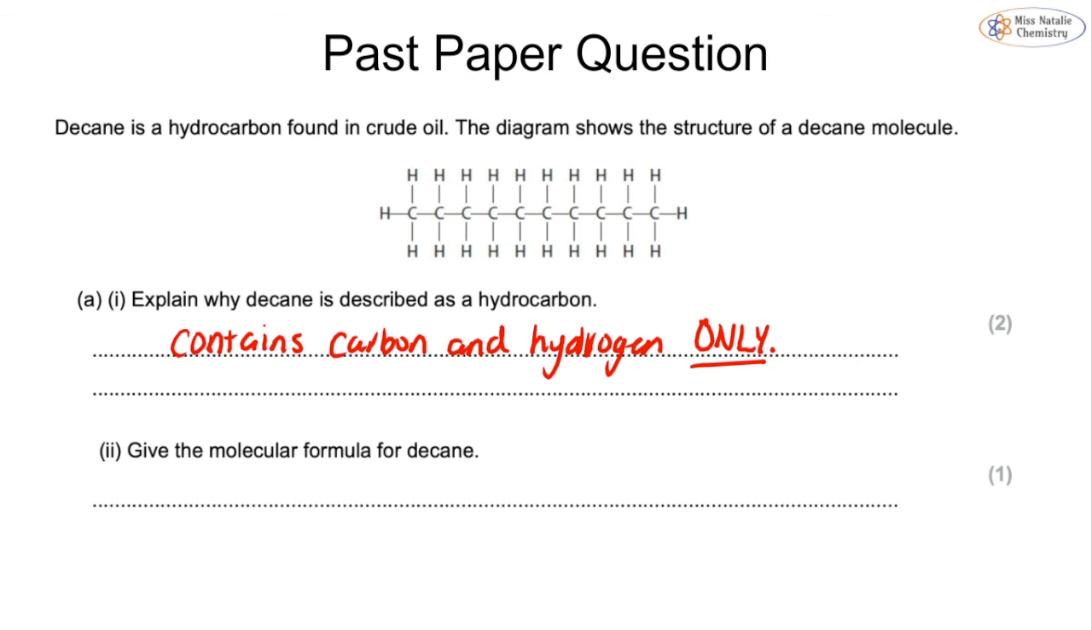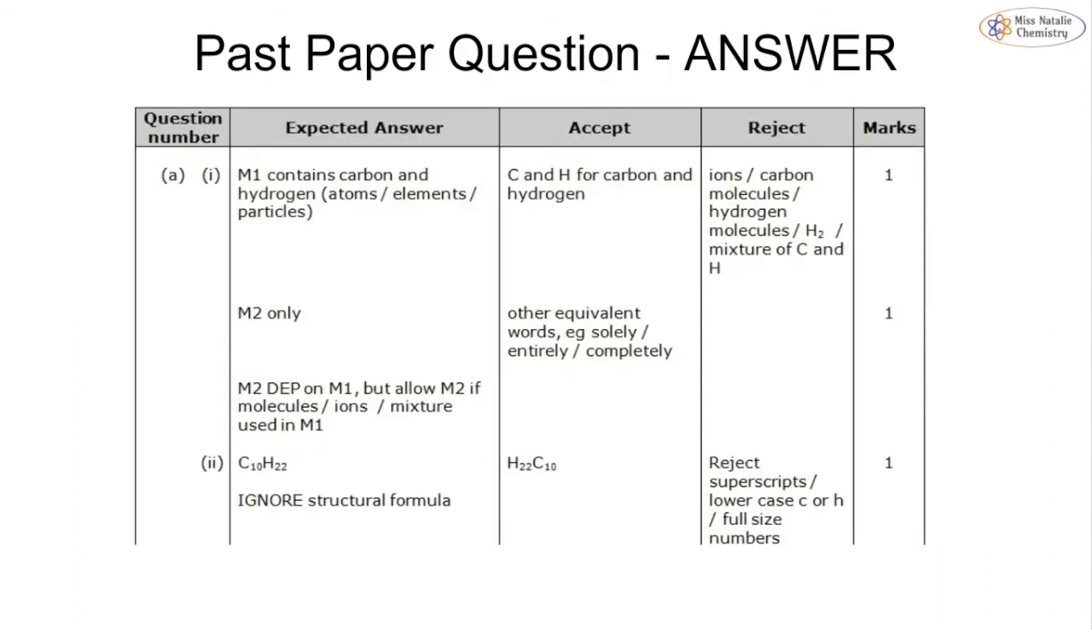And then the molecular formula for decane, we count the number of carbons and the number of hydrogens, and we get the answer of C10H22. And that's for 1 mark. And there you can see the mark scheme for those.